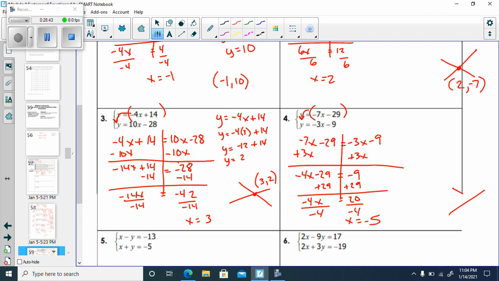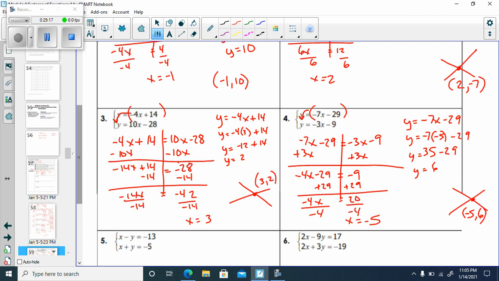We're talking about where two lines intersect. This says the x is negative 5. Let's look for the y. Y is equal to negative 7x minus 29. Y is equal to negative 7 times negative 5 minus 29. Y is equal to negative times a negative is a positive. 35 minus 29. Y would be equal to 6. So your coordinates are negative 5, 6.